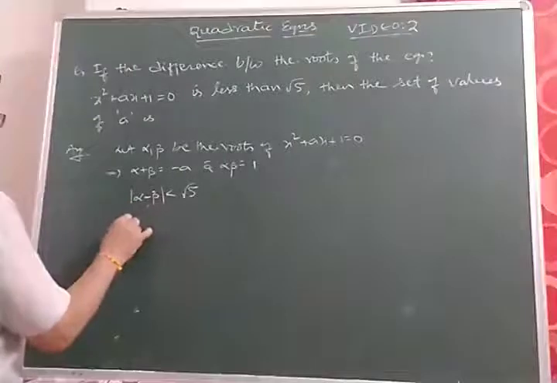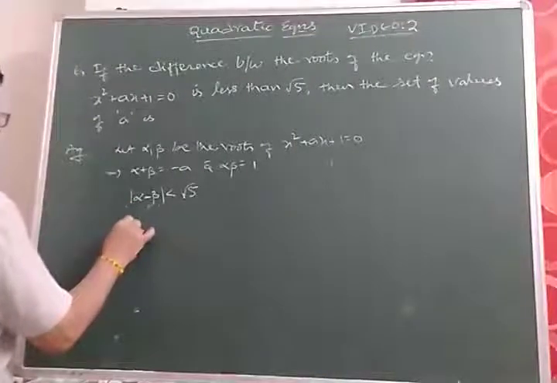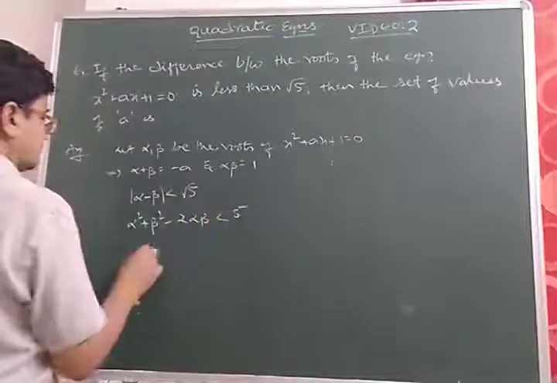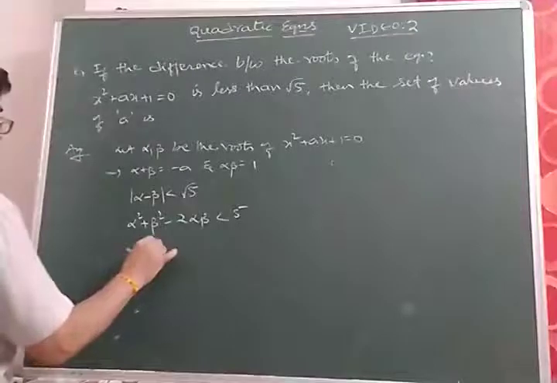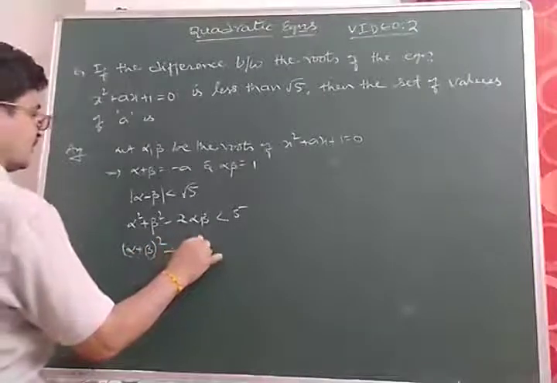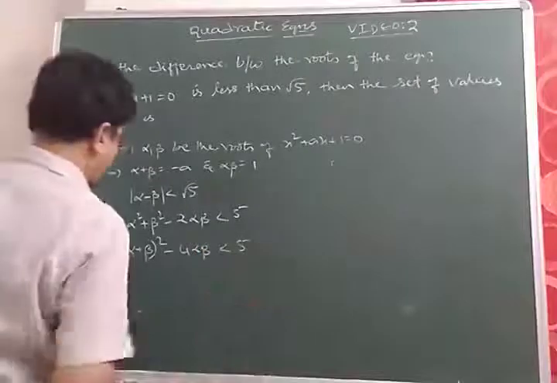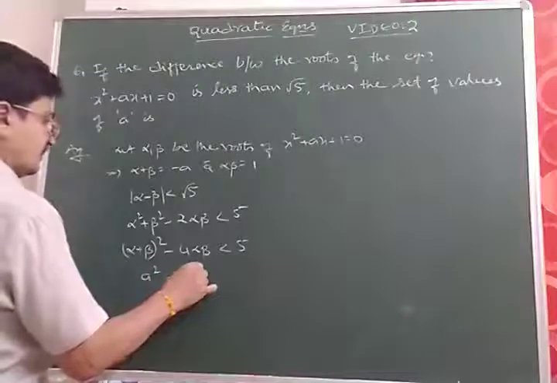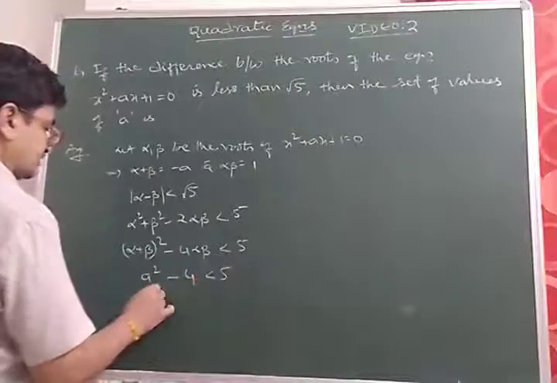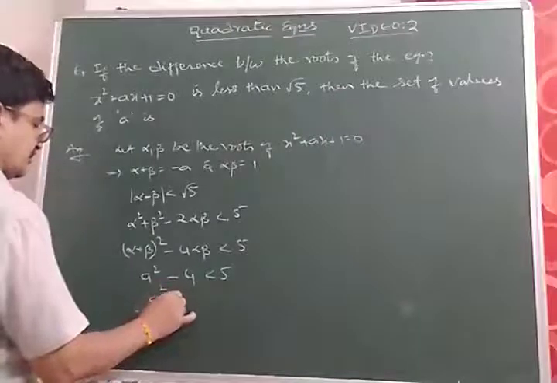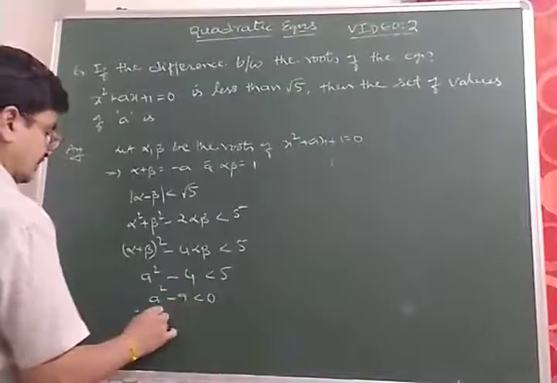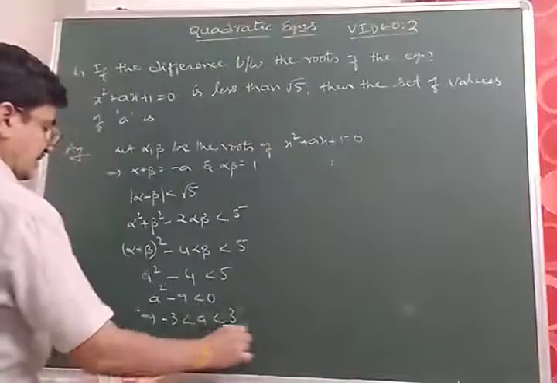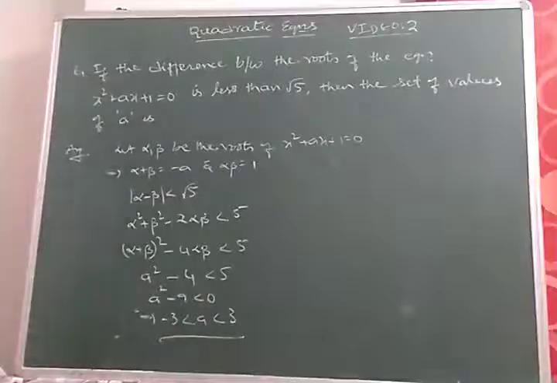So squaring on both sides, alpha square plus beta square minus 2 alpha beta is less than 5. This can be written as alpha plus beta whole square minus 4 alpha beta is less than 5. Alpha plus beta means minus a, whole square is a square, minus 4 into 1 is less than 5. So a square minus 9 is less than 0. So that implies minus 3 is less than a is less than plus 3. A lies in between minus 3 to plus 3.